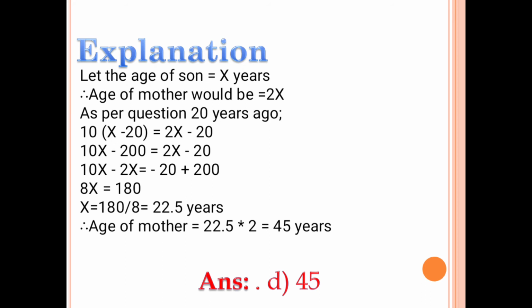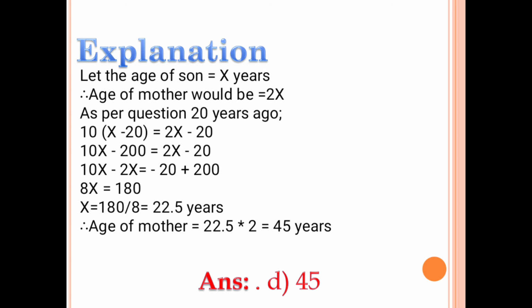What is the mother's age? 2x minus 20. Now using the given condition, the mother's age 20 years ago is equal to 10 times the son's age. So 10 into x minus 20 equals 2x minus 20. If you simplify it, 10x minus 200 equals 2x minus 20. We bring the 2x to the left-hand side and the 200 to the right-hand side.